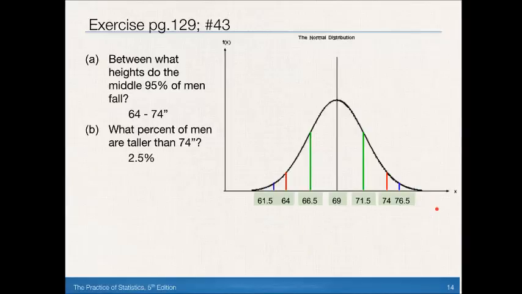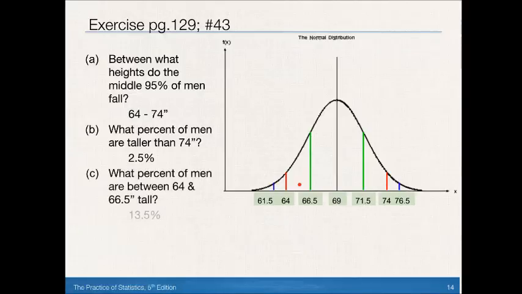And what percent of the men are between 64 and 66.5? So it's going to be that area. What percentage is there? Well, that's going to be that same thing we did before. We have 95, and we subtract out the 68, and then we divide it by 2. And that comes out to 13.5%.